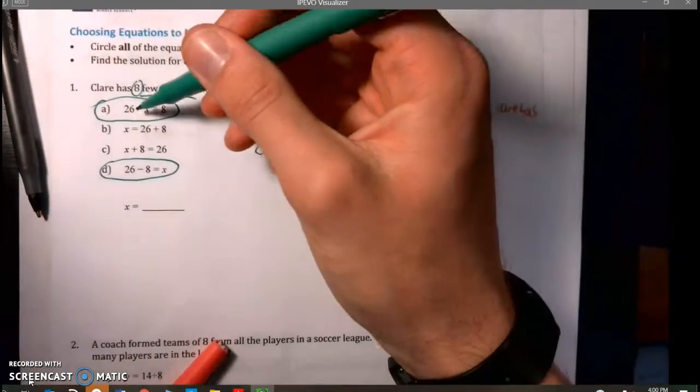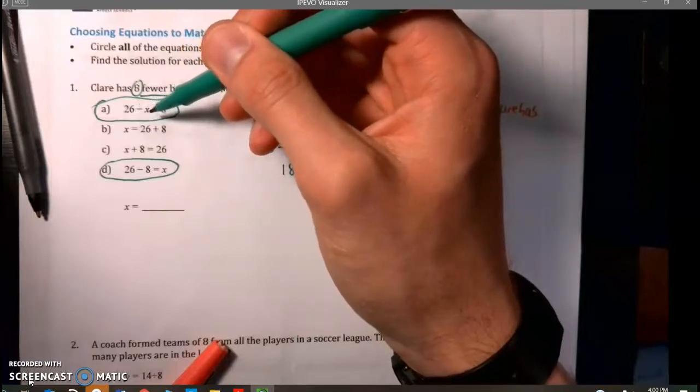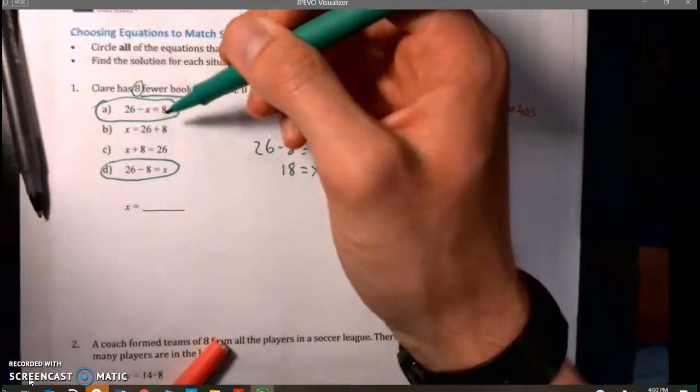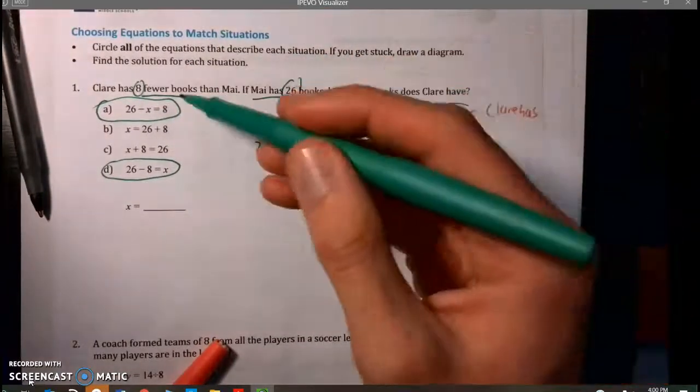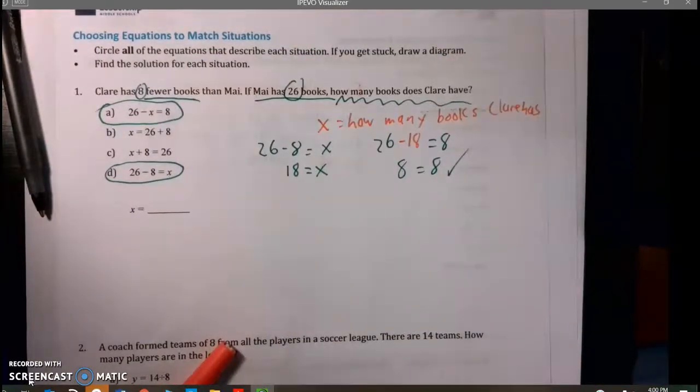So this one is an equivalent expression. Once again, this is saying if we took Mai's books and subtracted the amount Claire had from hers, there would be 8 books left over, right? And we know that Mai has 8 more books than Claire. So this is equivalent. So that's another answer that would work.